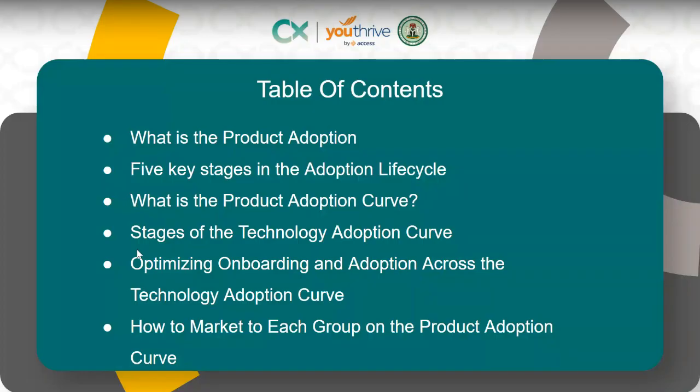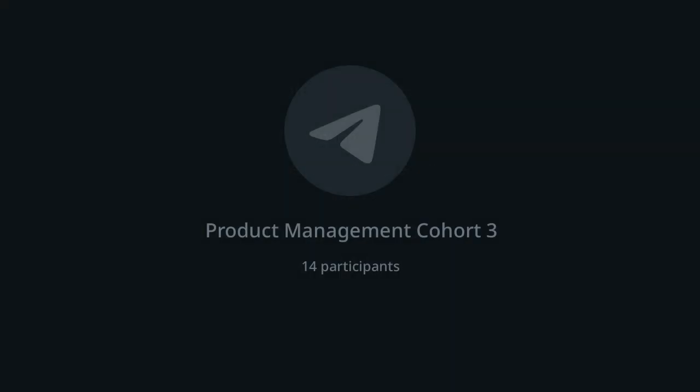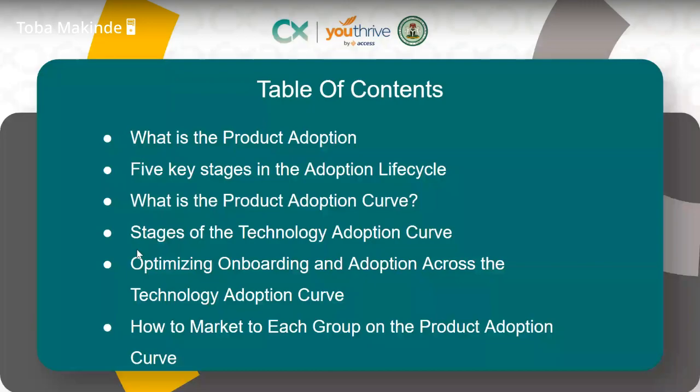So there are a couple of stages in this curve. We're going to look at that as well, the stages at which users adopt your product. All right, we'll look at that. We'll also be looking at how to market to each group on the product adoption curve. There are several strategies by which you can market to these groups in this adoption curve. All right, it's pretty amazing stuff, and we'll be getting into it right away.